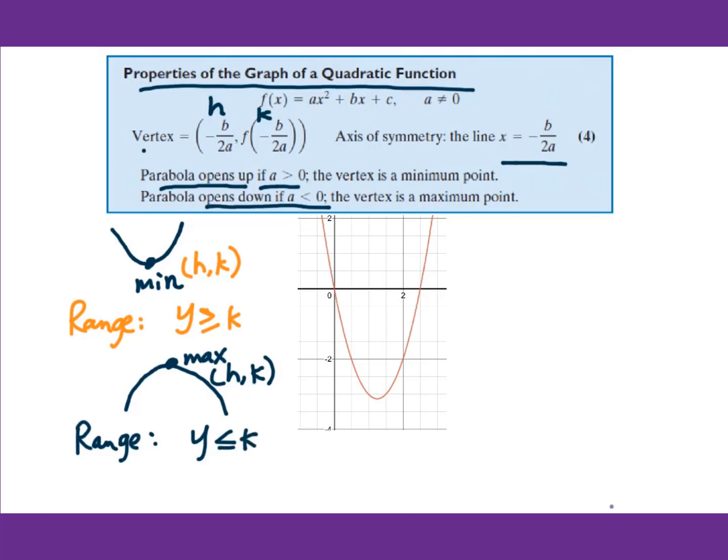Let's look at the specific graph. This is the vertex, (h, k). Then you will have a vertical line. This will be x equals h. We call this the axis of symmetry. This h equals negative b over 2a.